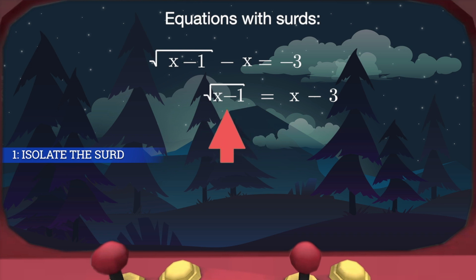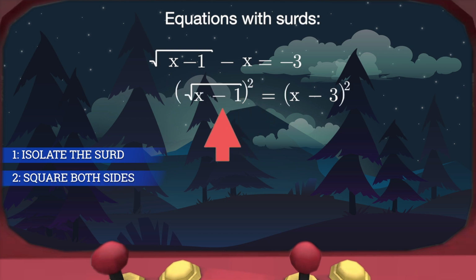The second step is we're going to put both sides in brackets and we're going to square it. Why do we want to do it? Because we want to get rid of the square root. And what we do on the one side, we also have to do on the other. Okay, so that's the second step done.